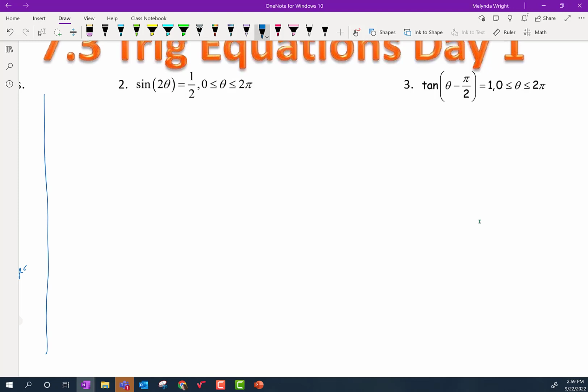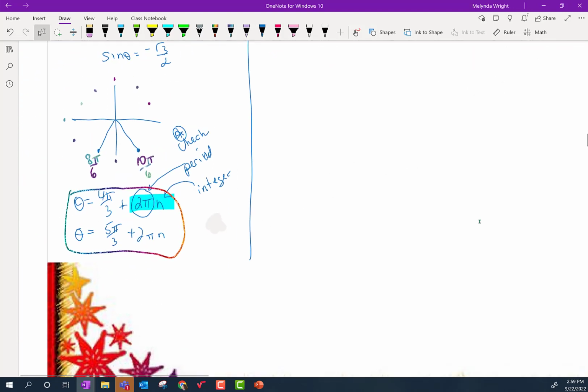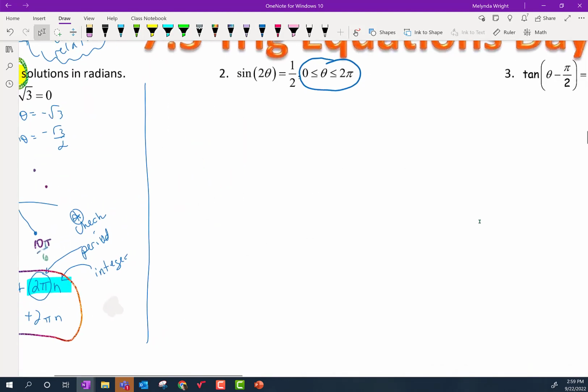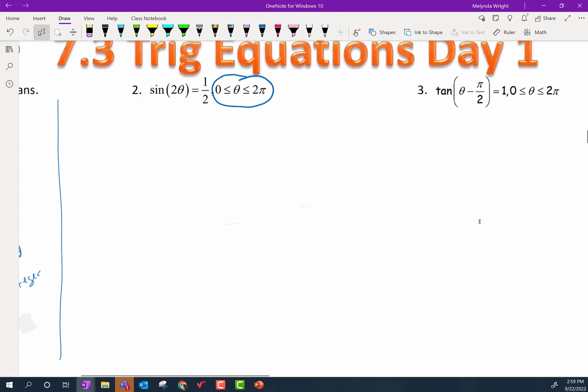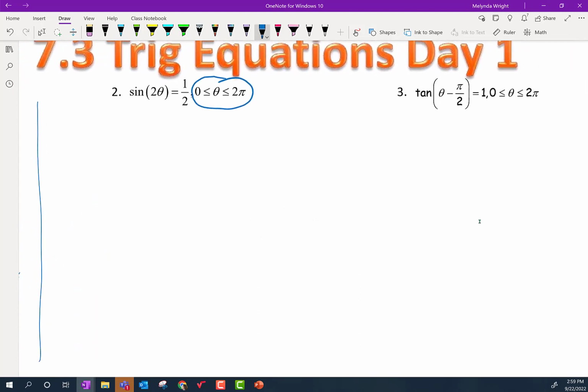So here, we're not looking for all solutions. We're looking for the solutions between 0 and 2 pi. We have a restriction now. So instead of having an equation, theta equals those things, when we have a restriction like that we're going to have a list of angle measures. So this is going to turn out to be a list of answers, angle measures. Okay, so let's start our list.